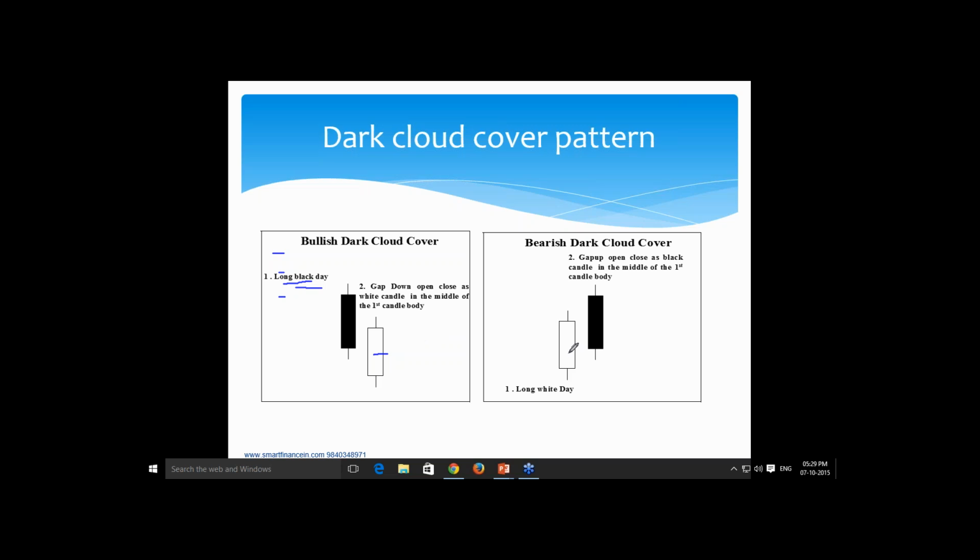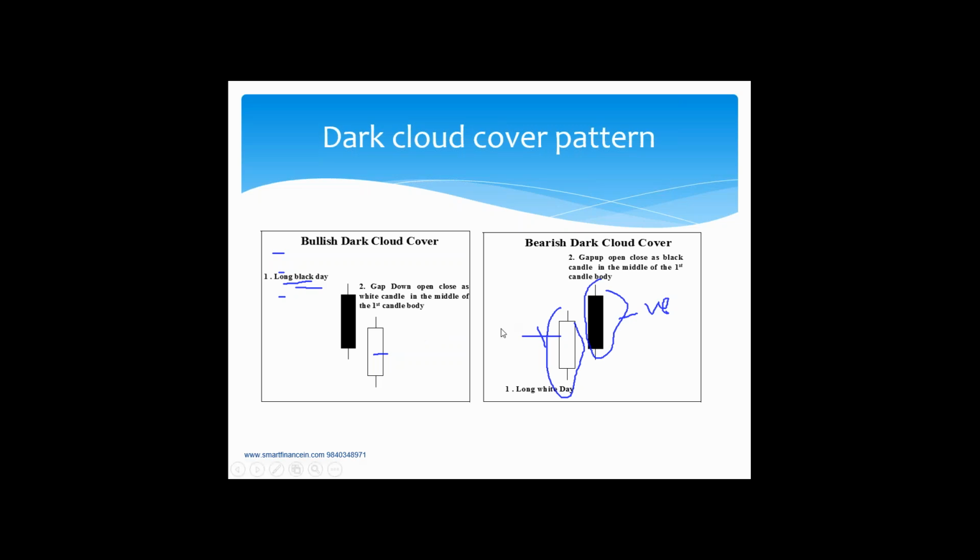First day will be a day where the closing will be higher than the opening, so it will be a positive day. Next day there will be a gap up opening, however the closing will be lower, a negative closing, but that closing should be within the body of the first day or the first candle. Then it is called a bearish dark cloud cover, and the reverse is bullish dark cloud cover.